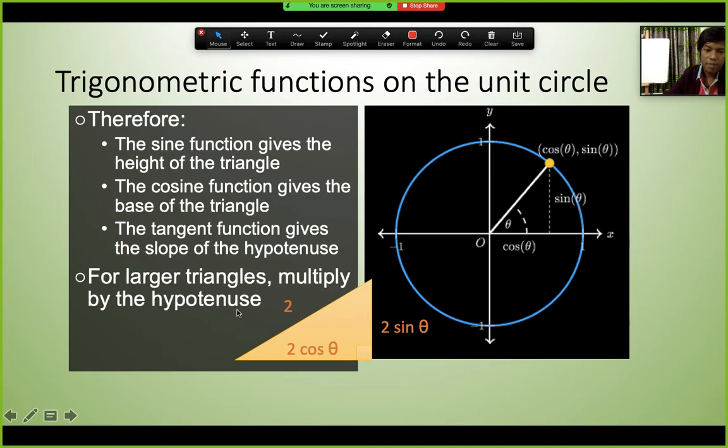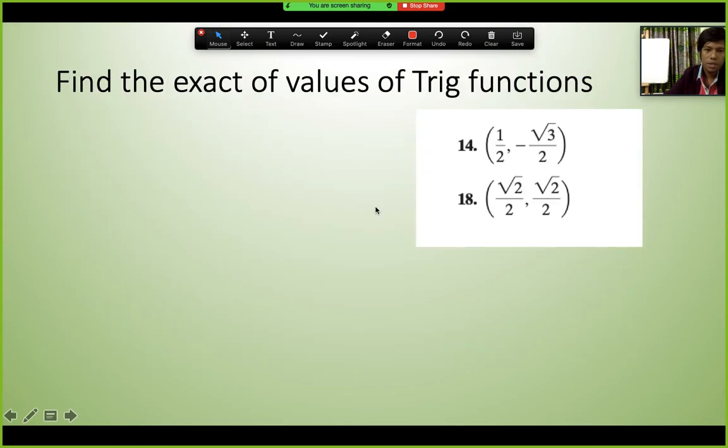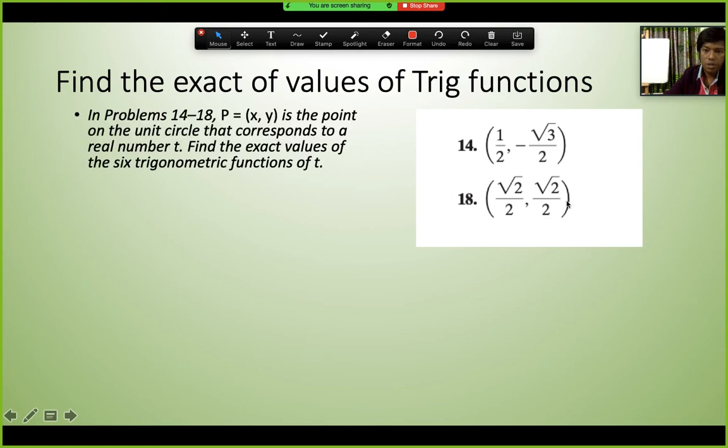For a larger triangle, multiply by the hypotenuse. Whatever the hypotenuse is, just multiply that number with them. This way it works. So this is the math from the book.